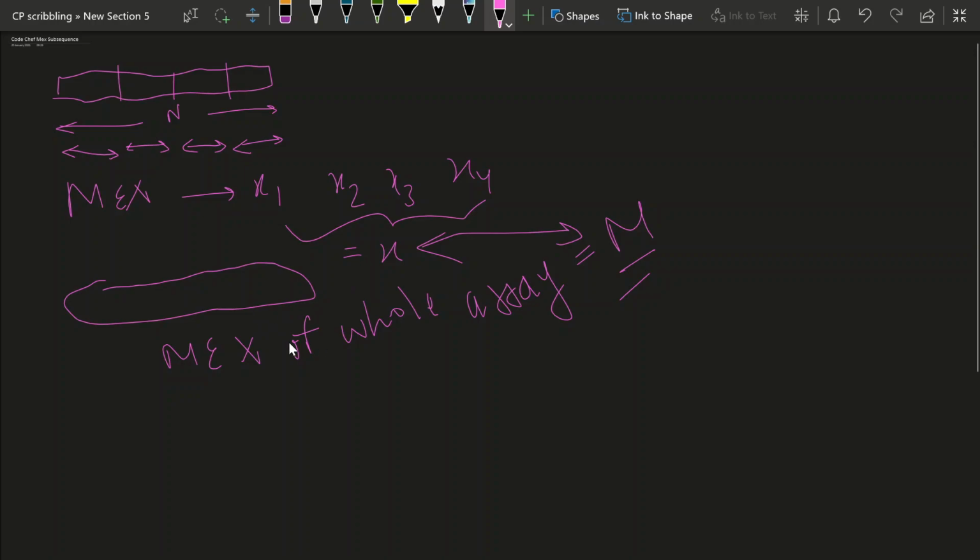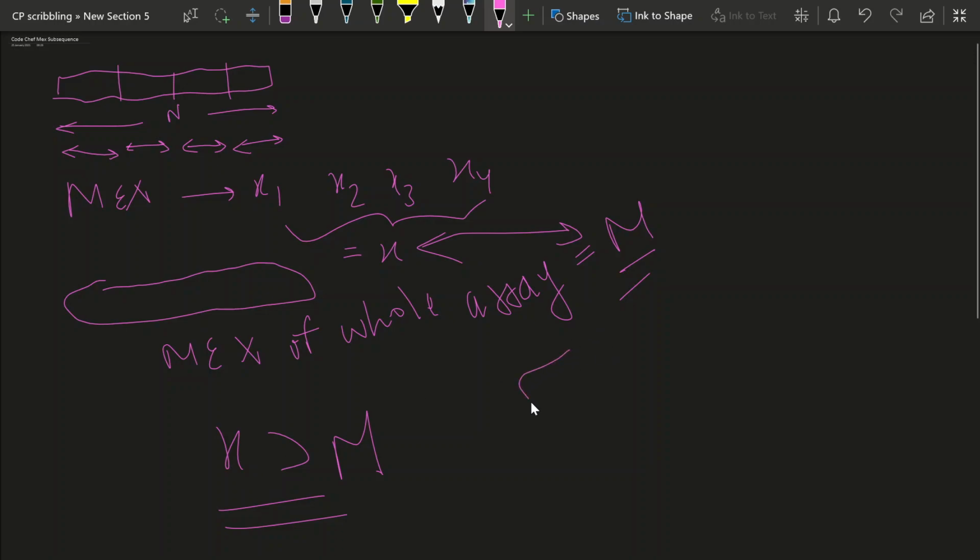So I'll first prove that whenever you partition this array, the value of x, which is the max of all the segments that you divide the array into, is equal to m. Let's consider two cases and we'll find contradictions for both of them. Let's say x is greater than m.